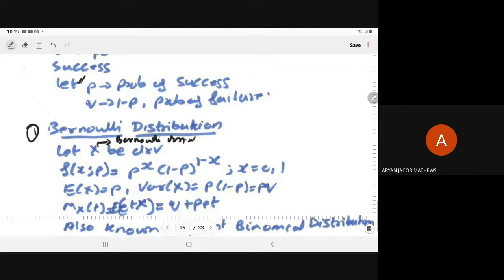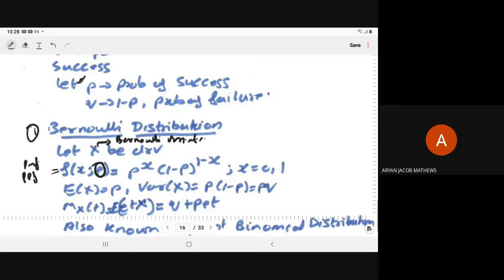Bernoulli variate. First of all, it is a discrete random variable, and its probability mass function or point probability function is given by f(x) = p^x (1 minus p)^(1 minus x) for x equal to 0, 1, where p is the probability of success, or the parameter for the Bernoulli distribution.